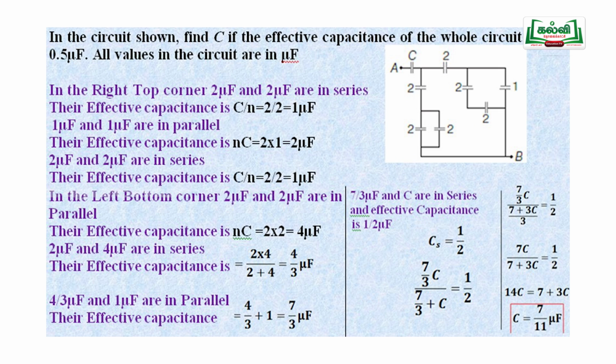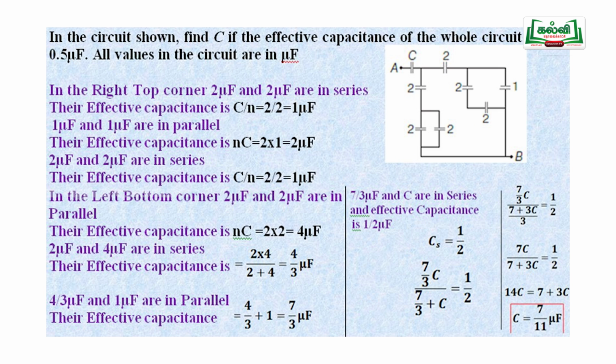So, Cs is equal to C by N. So, 2 by 2 which is nothing but 1. So, instead of having these two capacitors I can have only 1 micro farad. Now, look at this 4 by 3 and 1 they are in parallel. So, instead of these two capacitors I can have single capacitance Cp is equal to C1 plus C2, 4 by 3 plus 1 which is nothing but 7 by 3 micro farad. So, instead of these two capacitors, I can have only one capacitor 7/3 micro farad.